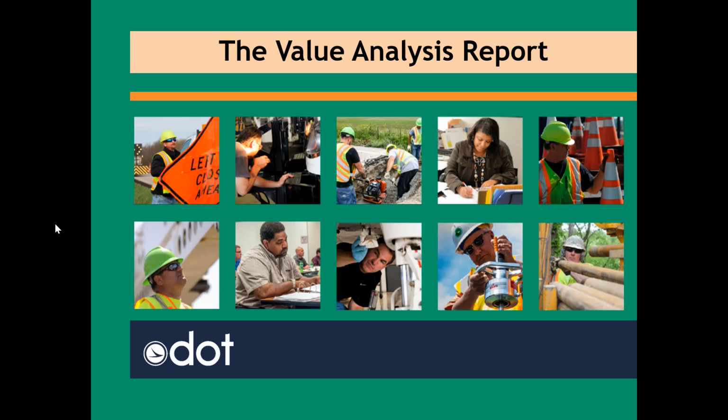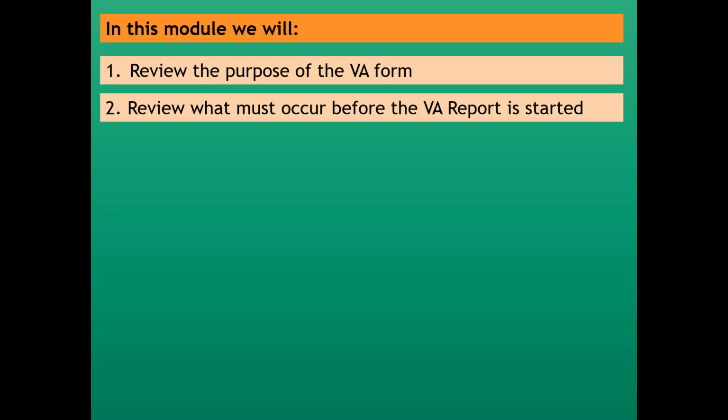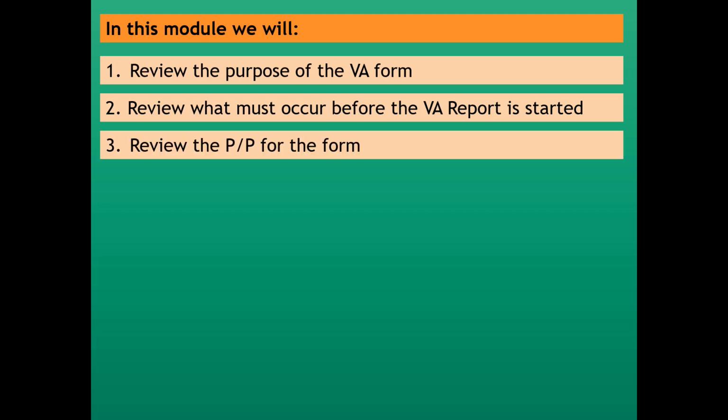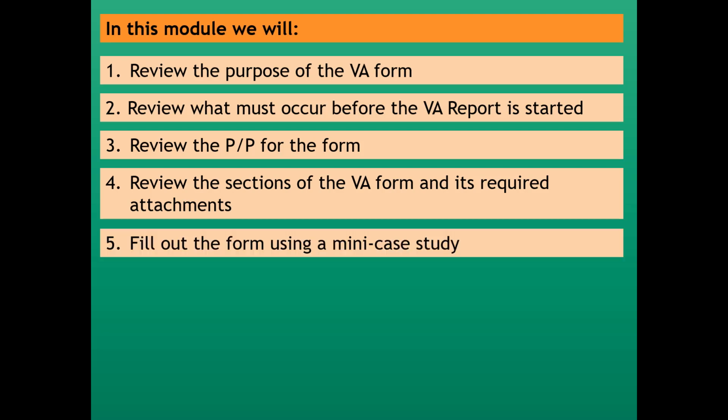This module is the Value Analysis Report. In this module, we will review the purpose of the VA form. We'll review what must occur before the VA report is started. We're going to review the policy and procedure for the VA report. And we're going to review the sections of the VA form and the required attachments. And then finally, we're going to fill out the form using a mini case study.